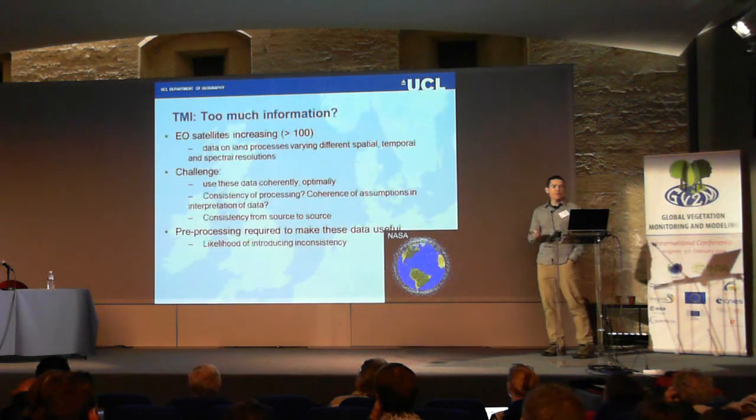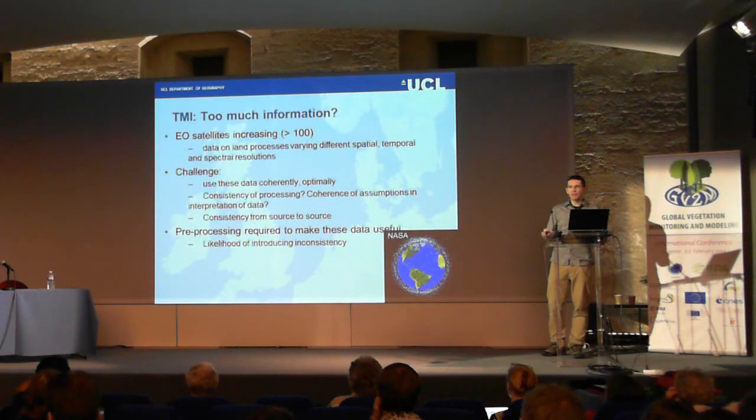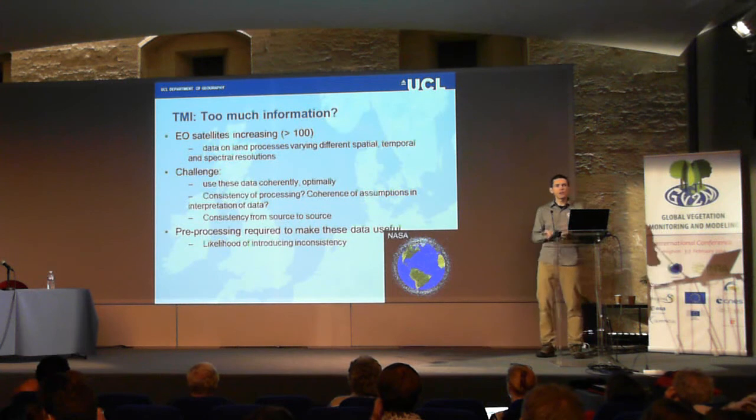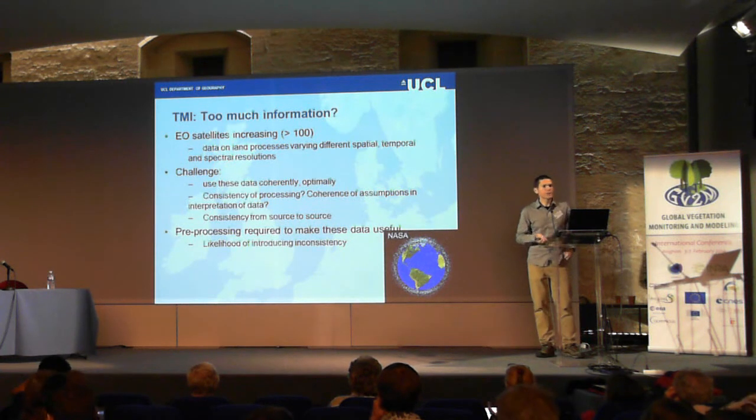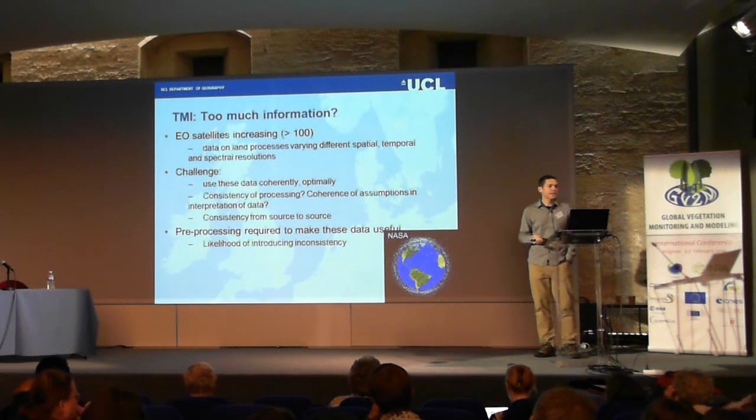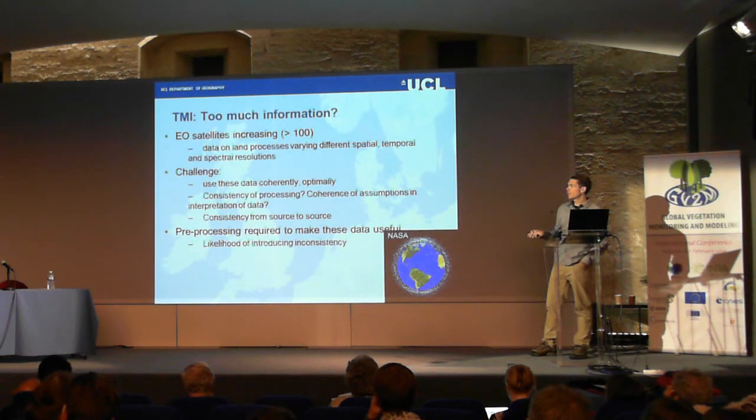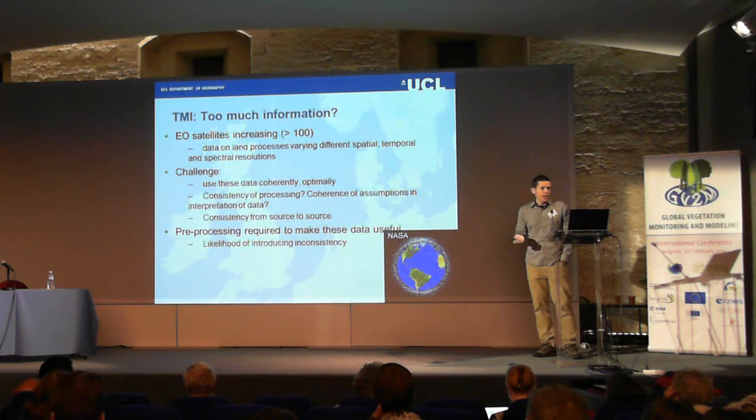So this issue then of the amount of information that we have: the whole process of data assimilation is a method to constrain and to use information optimally, to understand the land surface, to make predictions and to extrapolate. We have a huge range of increasing satellite data, and the challenge is to use these data coherently and optimally. And I'll come back to what I mean by coherently over the remainder of the talk.